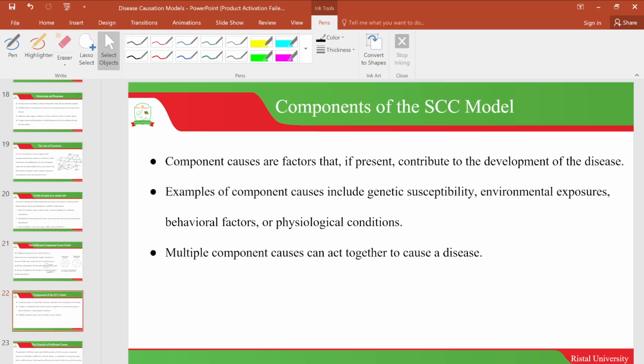These are basically factors that should be present for a disease to happen. For example, for someone to get heart disease, you could have genetic predisposition issues, environmental exposures, their lifestyle, and physiological parameters that we already talked about. These factors act together in order for the disease to happen.